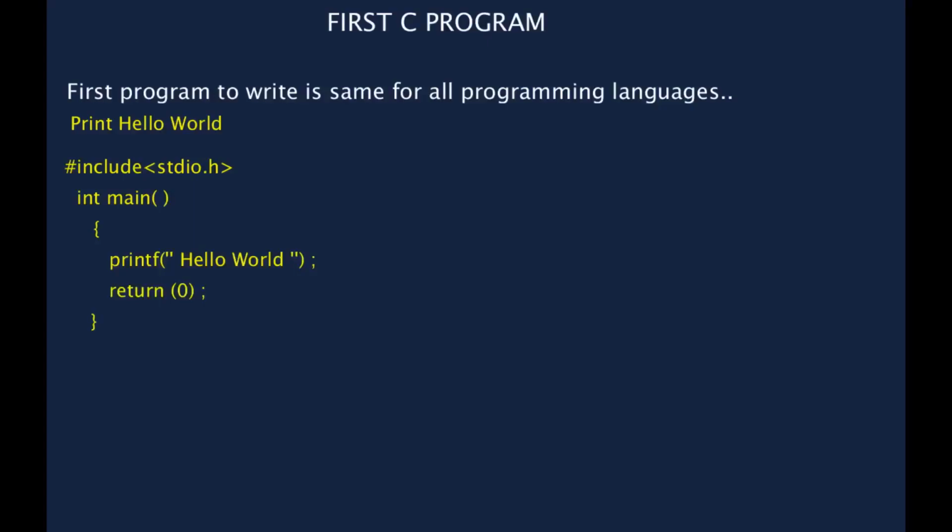Using the printf function, we will print the string hello world. It should be written in double quotes. And semicolon is used as a statement terminator in C. We will learn about functions in more detail in upcoming lectures.